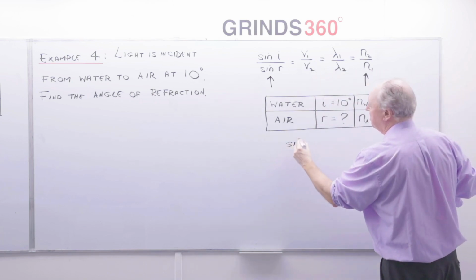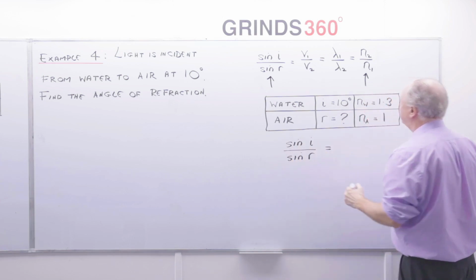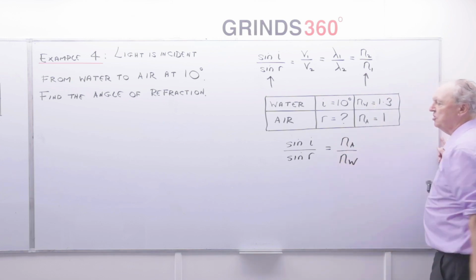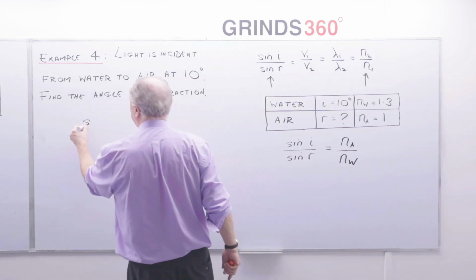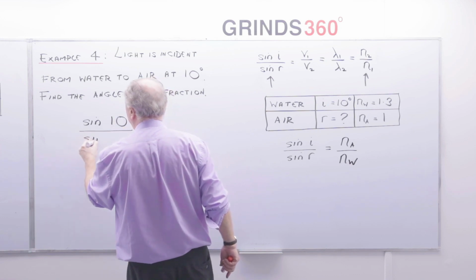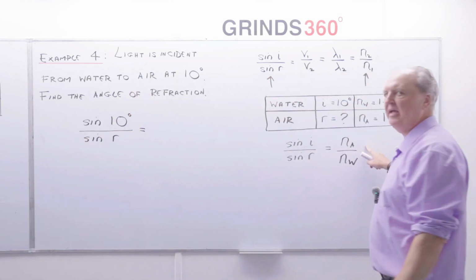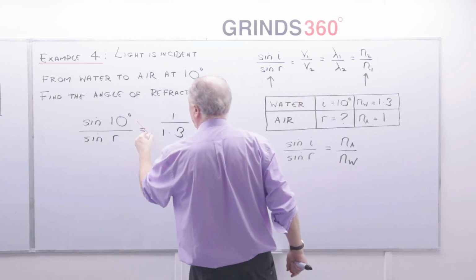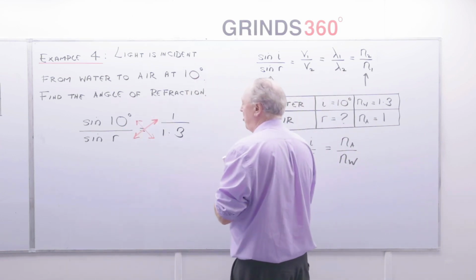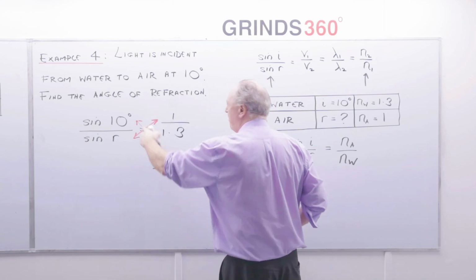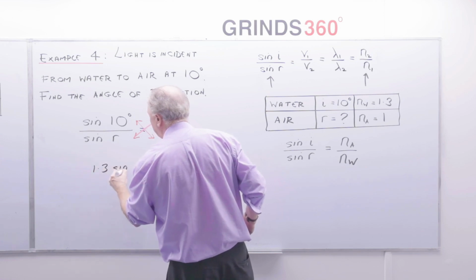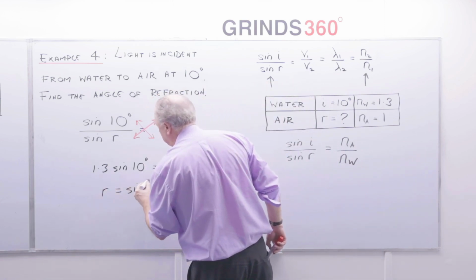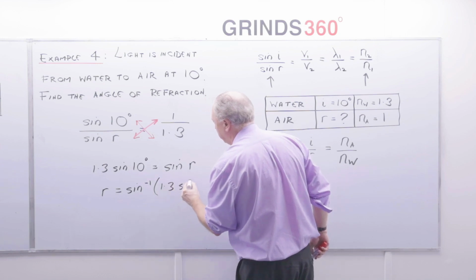So it's sine i over sine r is equal to, turn them upside down, Na divided by Nw. So let me put my numbers in. Sine i is sine 10 degrees, all over sine r, and that's equal to Na, which is 1, over Nw, which is 1.3. Cross multiply as usual. So I want to isolate the sine r and then the r. So sine r is equal to, slide the 1.3 up to the sine 10. That's 1.3 sine 10 degrees. Therefore, r will be the inverse sine of that, the inverse sine of 1.3 sine 10 degrees.